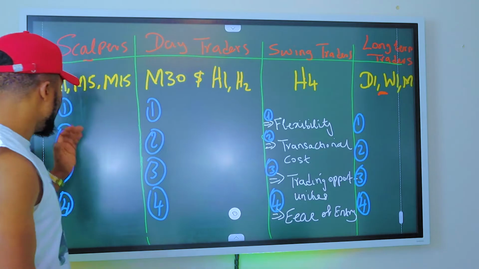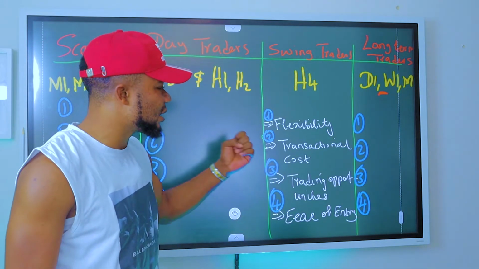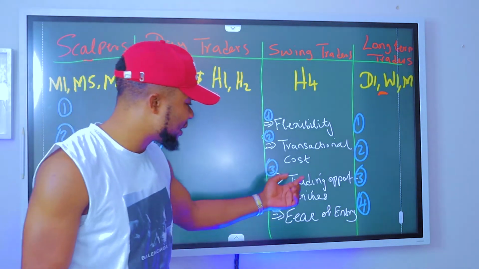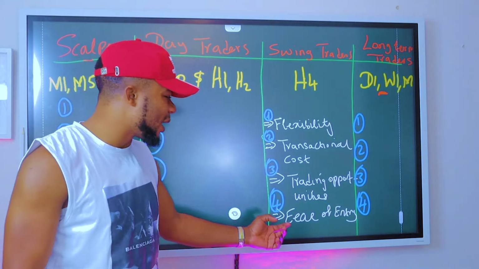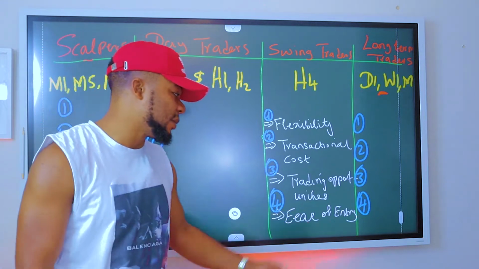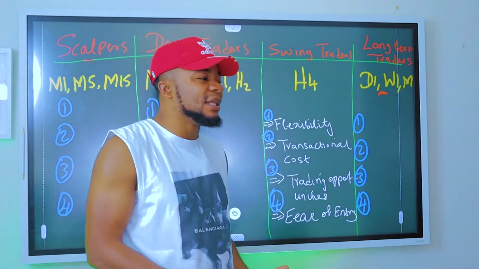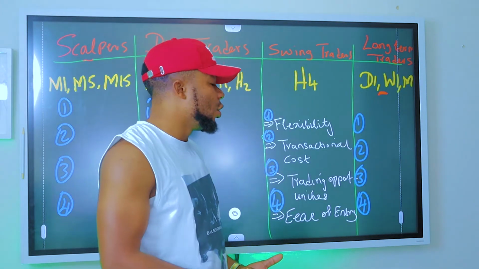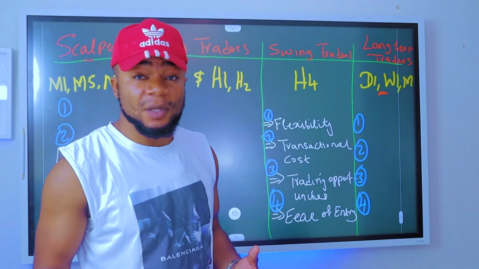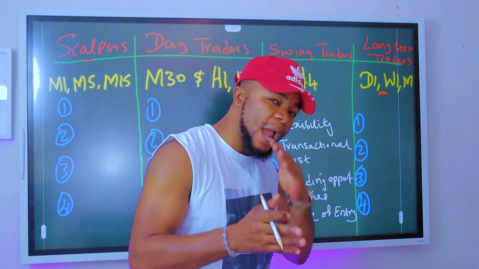All right, you can see each quadrant has these 4 points. The first one is flexibility. The second one is transactional cost. The third one is trading opportunities. Then the last one is ease of entry. All the points are self-explanatory, except the last one, which is ease of entry. Ease of entry explains the difficulty level, or the expertise you need to be able to trade on that particular time frame.